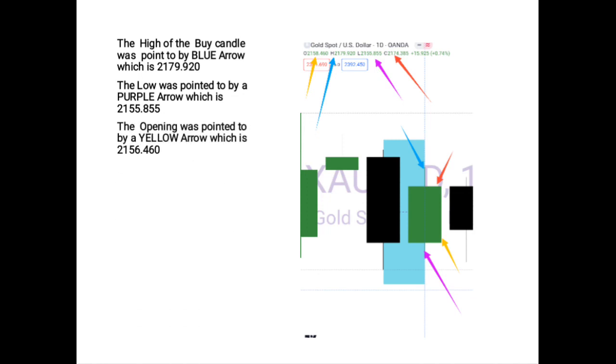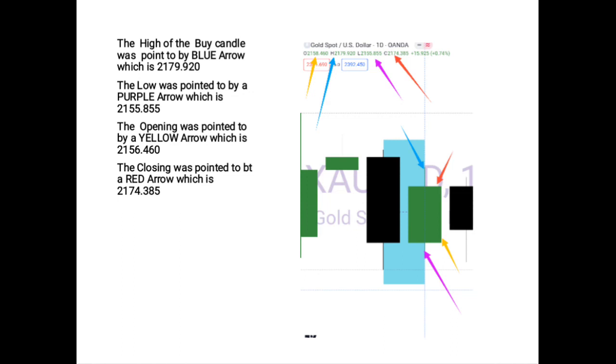Then the opening was pointed to by a yellow arrow here, the opening, because it was an up close candle. So this is the opening price below here. It comes in at 2156.460. While the closing, which is above, that was pointed to by a red arrow, comes in at 2174.385. If you don't seem to get anything, slow it down.